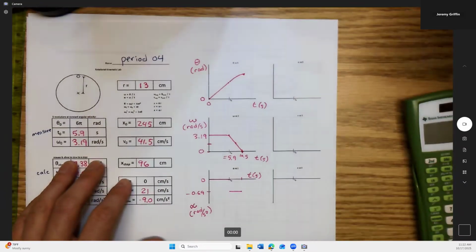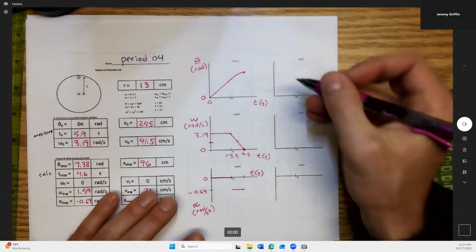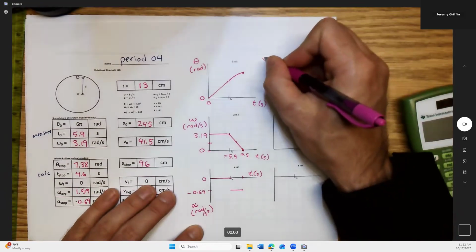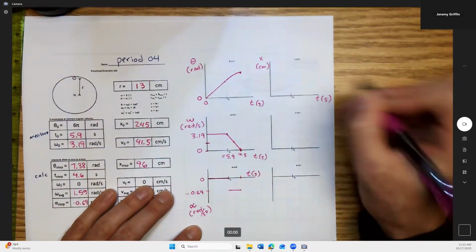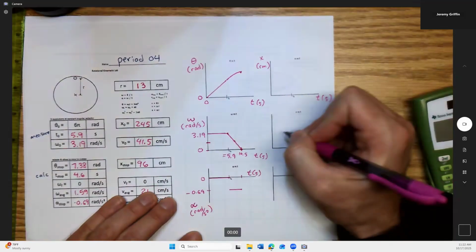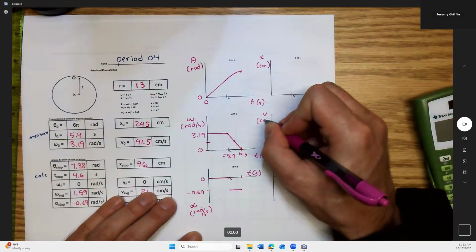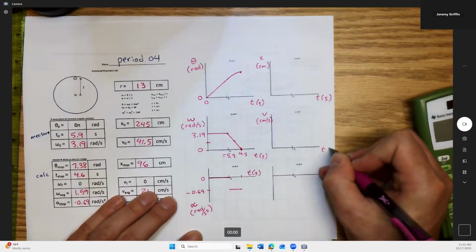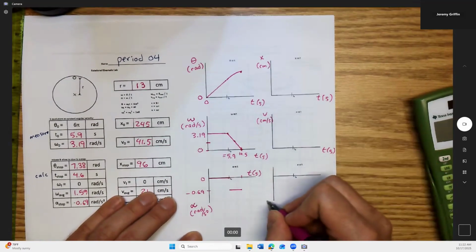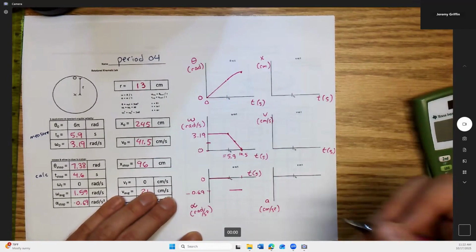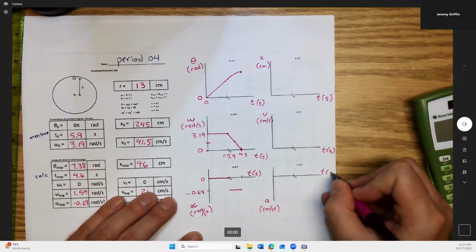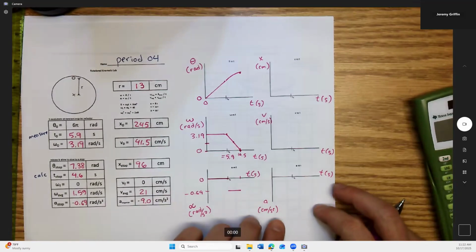So now let's do these linear graphs. So x versus t. Guys, could this be x in centimeters versus time in seconds? Let's go ahead and label all the axes. Could this be linear velocity in centimeters per second and time in seconds? And then linear acceleration in centimeters per second squared, or tangential acceleration, if you like, as a function of time in seconds. Do you guys just label all your axes?